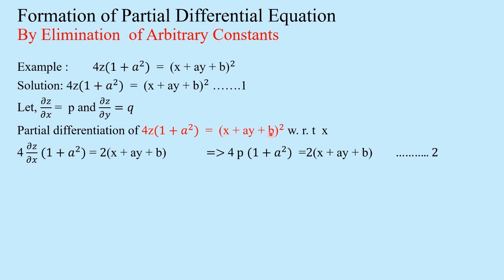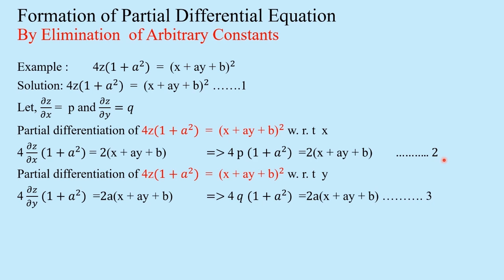So differentiation of x is 1. So we write here 1. Differentiation of ay is 0. Differentiation of b is 0. So here 1 into this term, we get this equation. Here this is p. So substituting the value of p, we get this equation. We name it as 2.